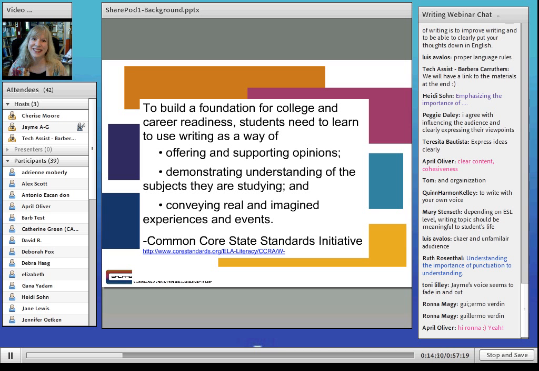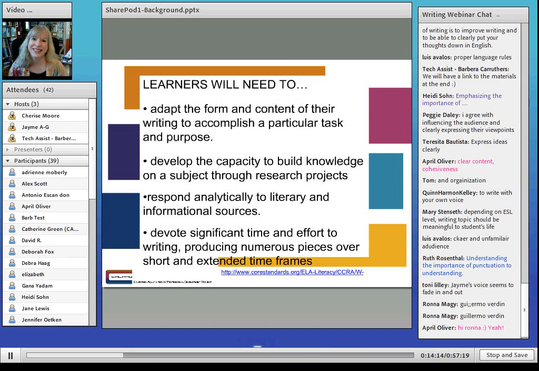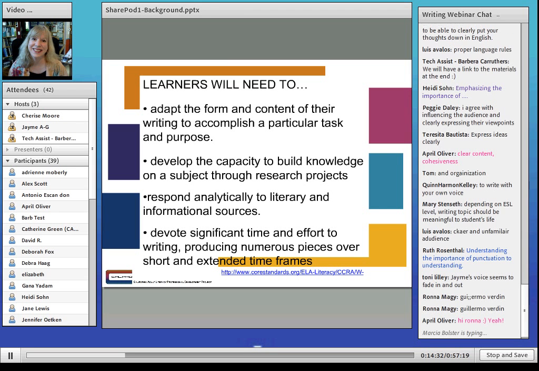And we need to be introducing an academic strand to that writing, also a workplace strand. So we know that the learners will be needing to adapt the form and content of their writing to a particular task. So it goes to the register, it goes to the genre again. And I thought this second bullet was really interesting because this is, of course, an academic skill to be able to build knowledge on a subject through research projects. This is project-based learning, task-based learning, so this allows us to integrate all the skills in a writing project.